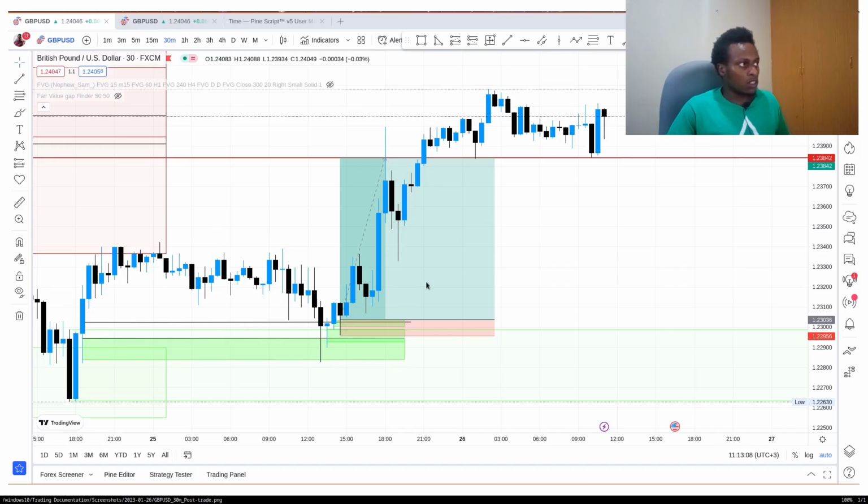I took this last screenshot on the 26th of January to show that after my take profit, price moved back down for a while, then it moved back up, breaking structure again, and consolidated, and is somewhat consolidating up to now.